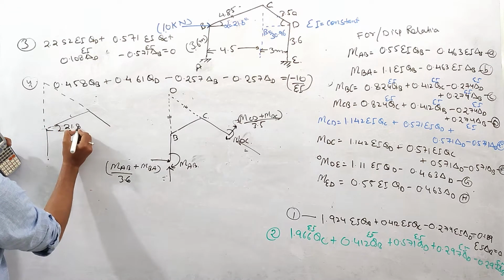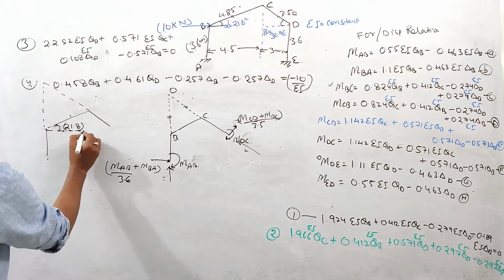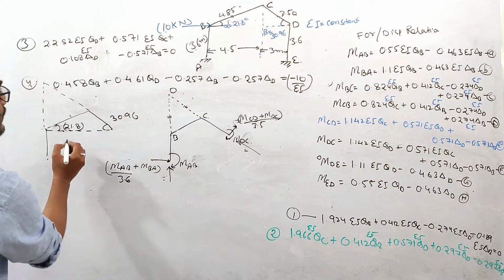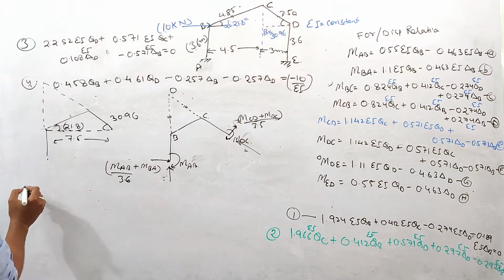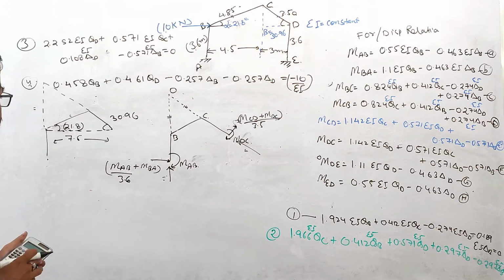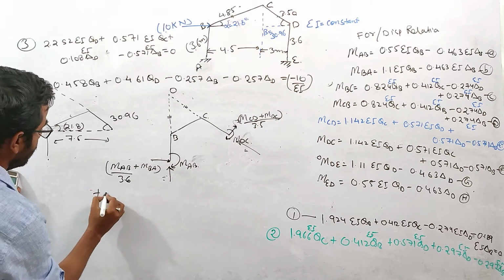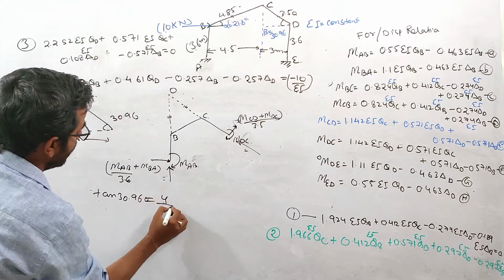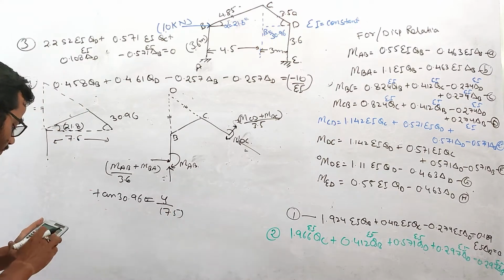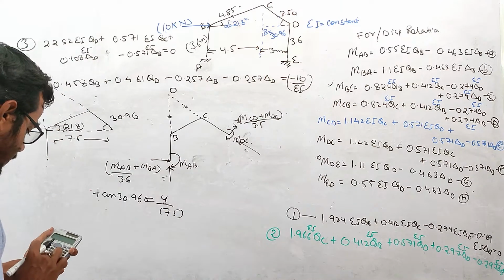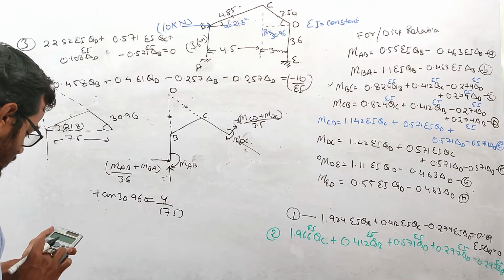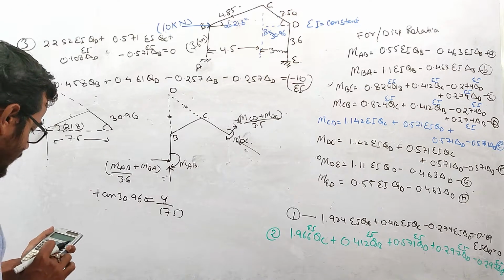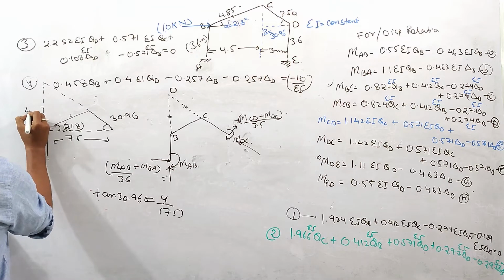This angle is 21.8. This angle is 30.96, right? This distance is 7.5. So if you use the tan law, I can write tan 30.96 is equal to this distance, let us suppose y, over 7.5. Okay, so tan 30.96 into 7.5. So this distance is again 4.5.